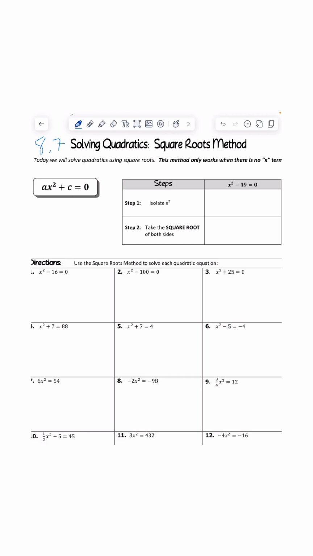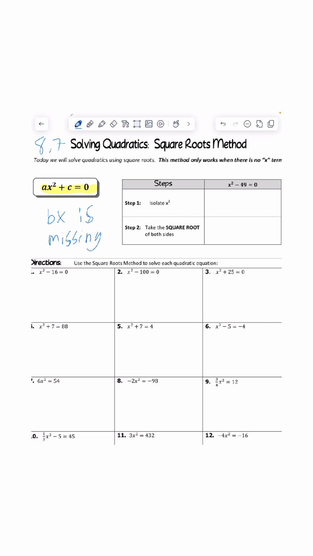as last resorts. But here's the other method, the square roots method, where our quadratic equation looks exactly like this, where bx is missing. But you still create a quadratic graph. So here's our example. Here are our steps in this box, okay?